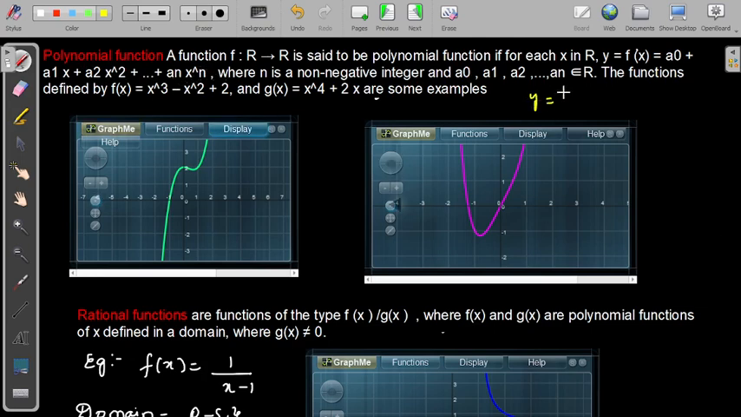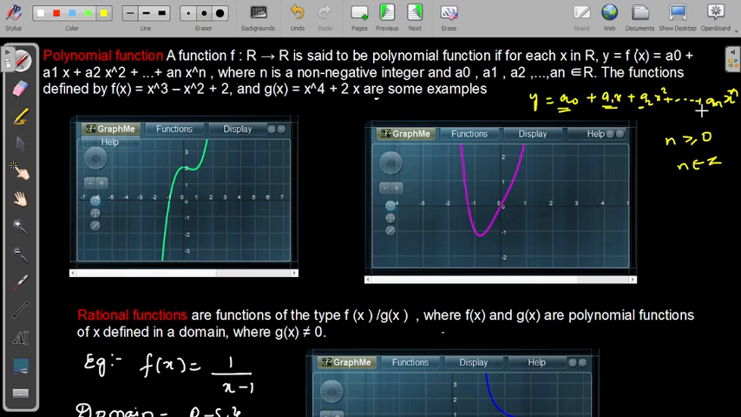Any output which is of the form a naught plus a1x plus a2x square plus so on up to an x to the power n, we call such a function a polynomial function. The conditions are that all these coefficients a naught, a1, a2 are real numbers, and n must be a non-negative integer. n should be greater than or equal to 0, and n belongs to Z. If these conditions are satisfied, then we call such a function a polynomial function.